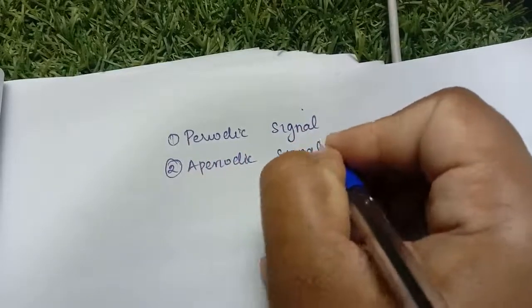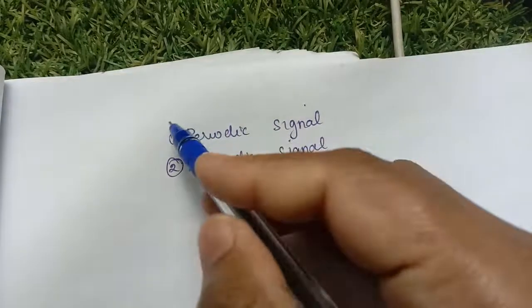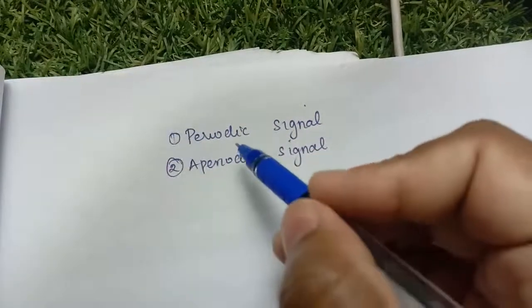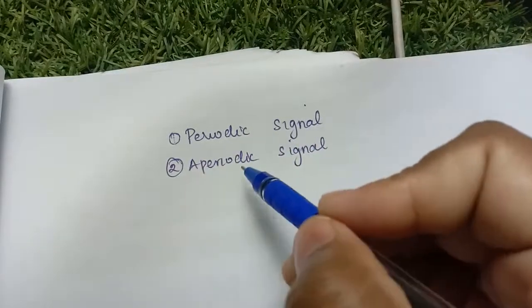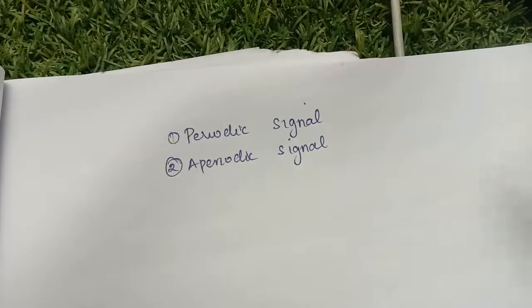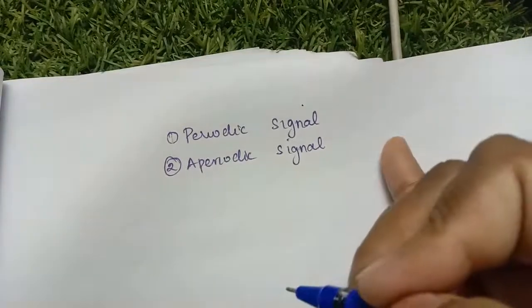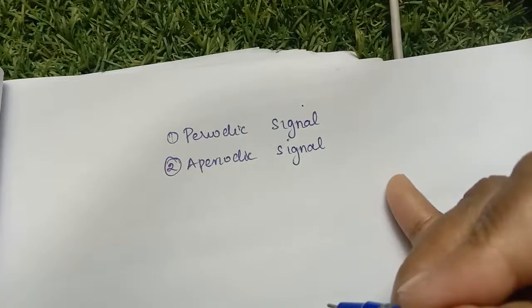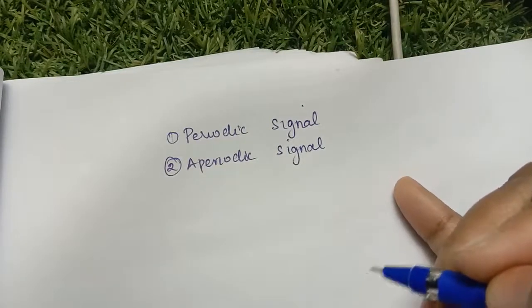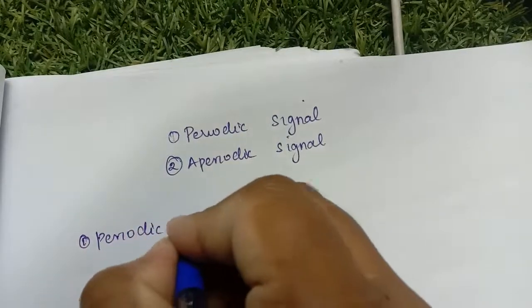You know well about this because in the type of the signal, these are the two types of signals: one is a periodic signal and an aperiodic signal. Not only these two types, but we have more types. But in today's class we are going to see only the periodic signal and aperiodic signal. So what is a periodic signal? Let us see.